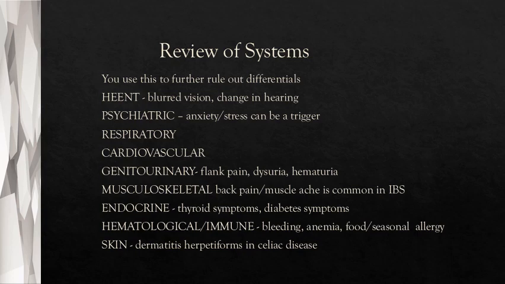Hematological, immune, you're asking about things like if there's any bleeding, if there's anemia, if he has any food or seasonal allergies, which can then help point you towards the cause. For the skin, you're asking about any new rashes, that sort of thing. If they describe dermatitis herpetiformis, then that is now ruling in celiac disease, because dermatitis herpetiformis is pathognomonic of celiac disease.